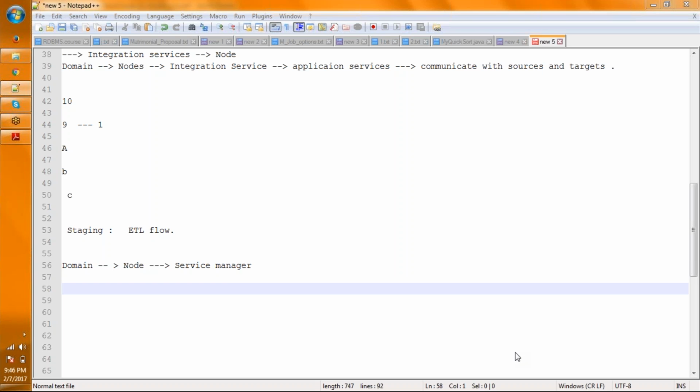Application services are a group of services which represents the Informatica server based functionality. Example: Informatica server based functionality.